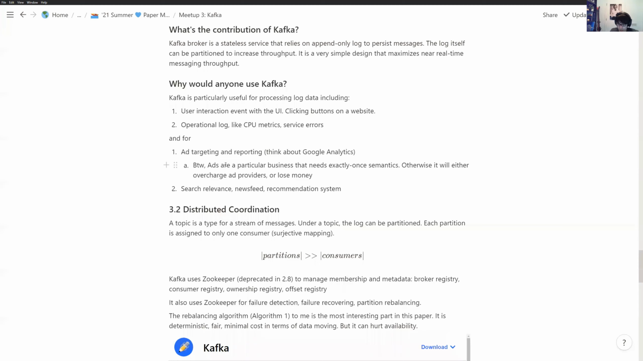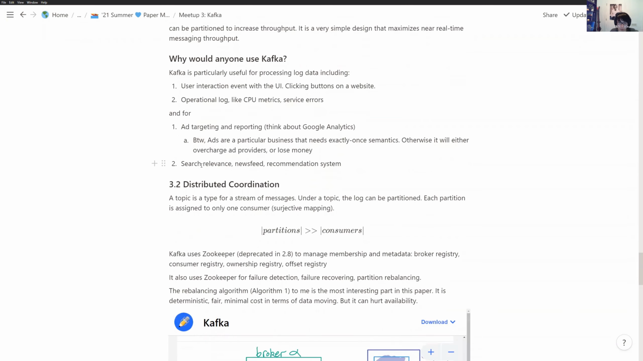Oh, by the way, I think ads is a particular business area where you need exactly-once semantics. This basically means that a message sent to the consumer is received once and only once. If you don't have exactly-once semantics, it means that you will either overcharge the ad providers or the company will lose money. And other useful applications are search relevance, newsfeed, and recommender systems.